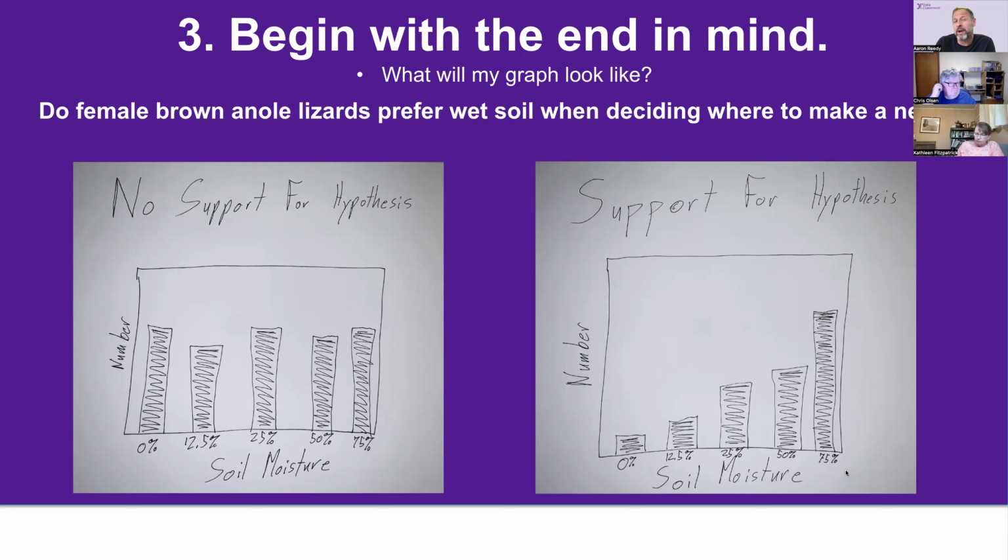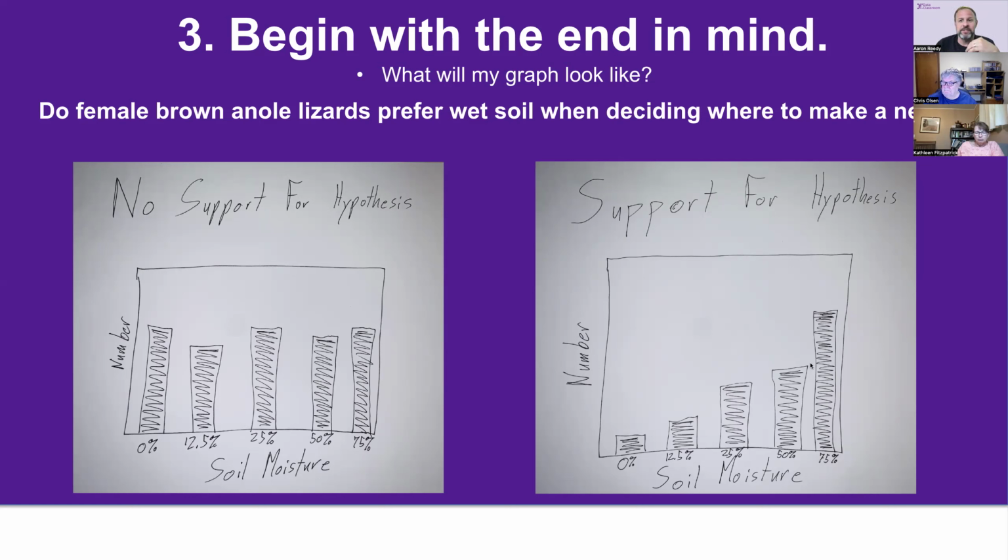It could have looked different ways, right? It could have shown a preference for dry soil, that also would sort of support the alternative hypothesis in some sense. I guess not if it's they prefer wet, but if they had a preference at all. It could also show high bars for the 50 and the 75 and low for the rest. It could show high bars for the 12 and a half and above and low for the 0. So there's a couple different flavors of how that would look. But in general, this is a showing of support for the hypothesis.